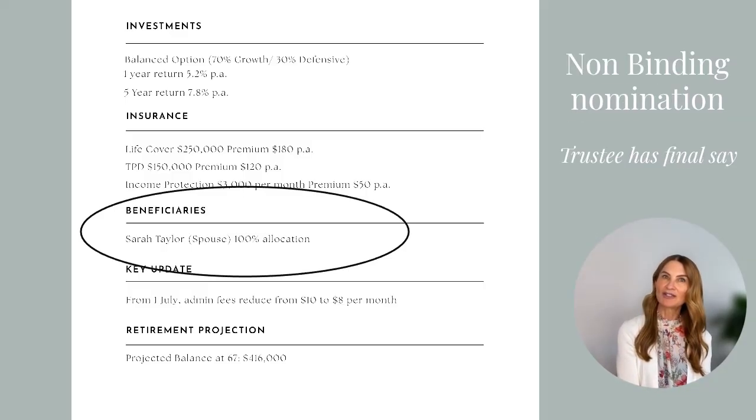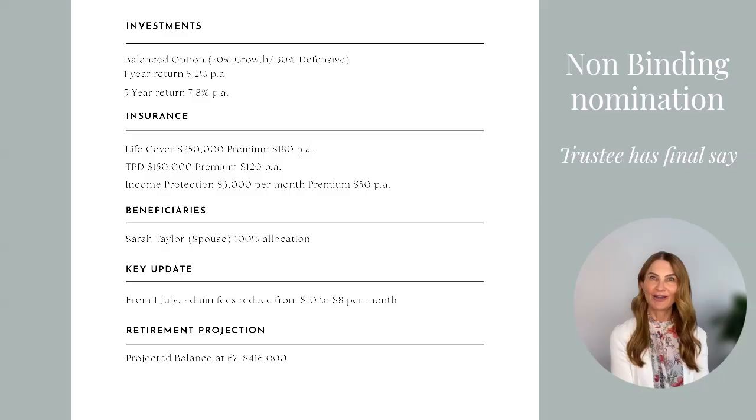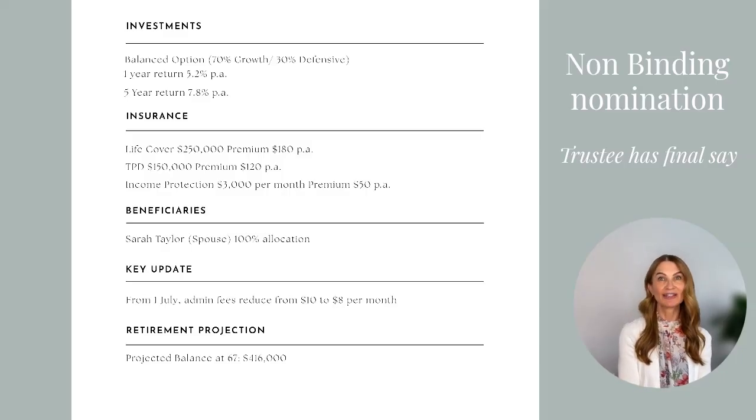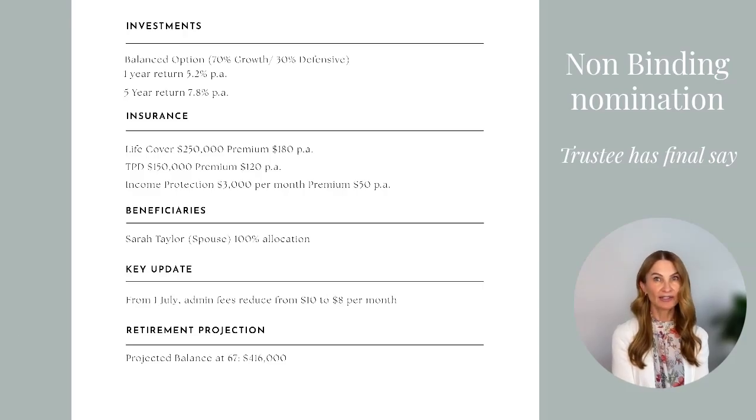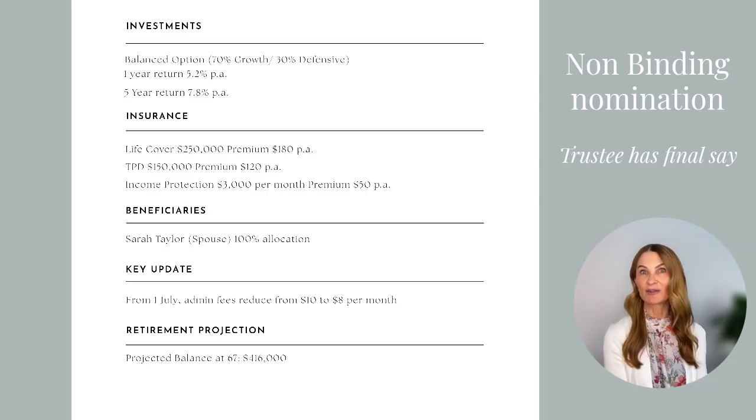Number 2, non-binding nominations. You tell the fund who you'd like your super to go to, however, it's only treated as a wish. The trustee of the fund still has the final say and must decide who receives the benefit under the SIS Act. The trustee will usually consider your nomination, but they can also override it if circumstances change, e.g. a new dependent comes into the picture.